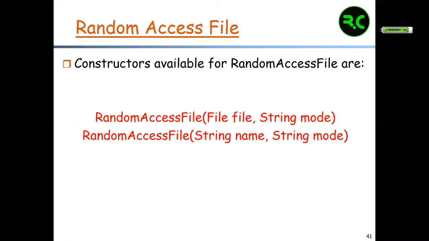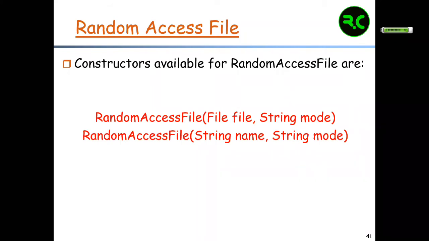Okay, so the constructors available for RandomAccessFile are two. One is RandomAccessFile with a File, and the other is with a String. The only difference is we have an object for File and an object for String, and the next parameter is the same for both constructors. That is the mode, in which mode you want to open the file.